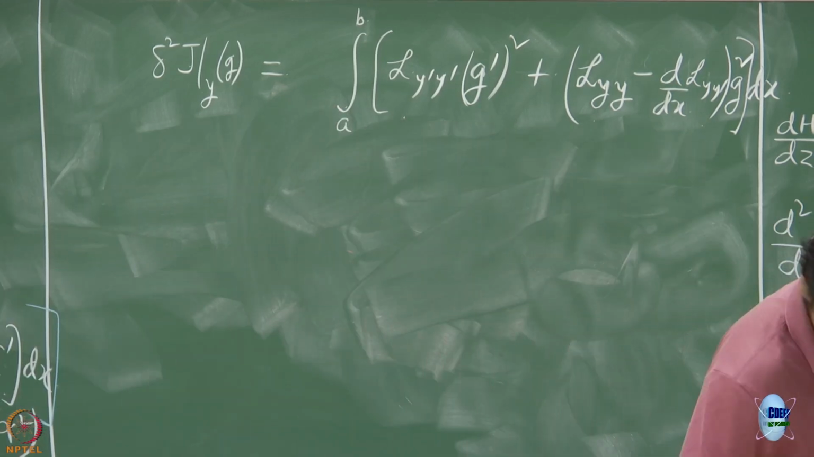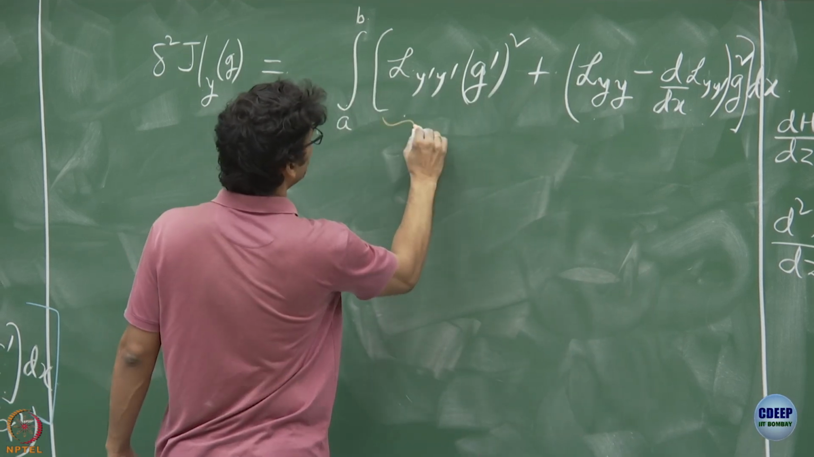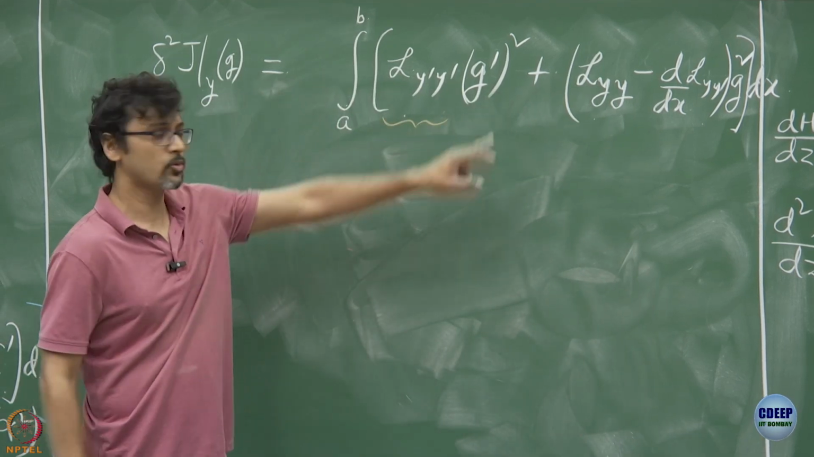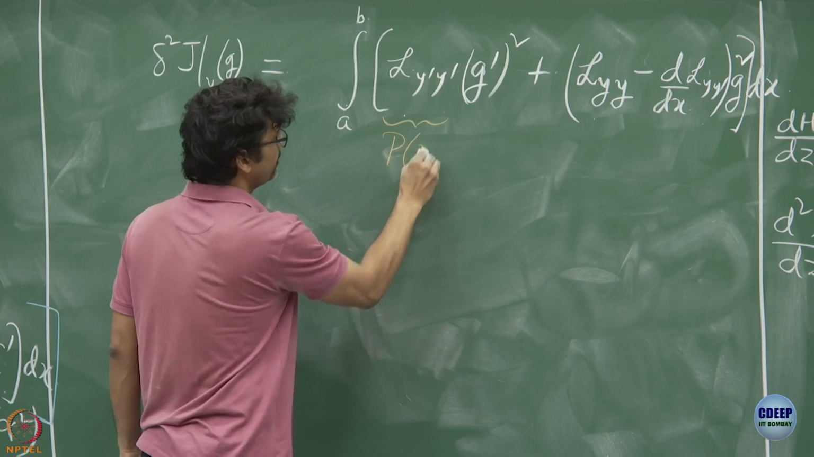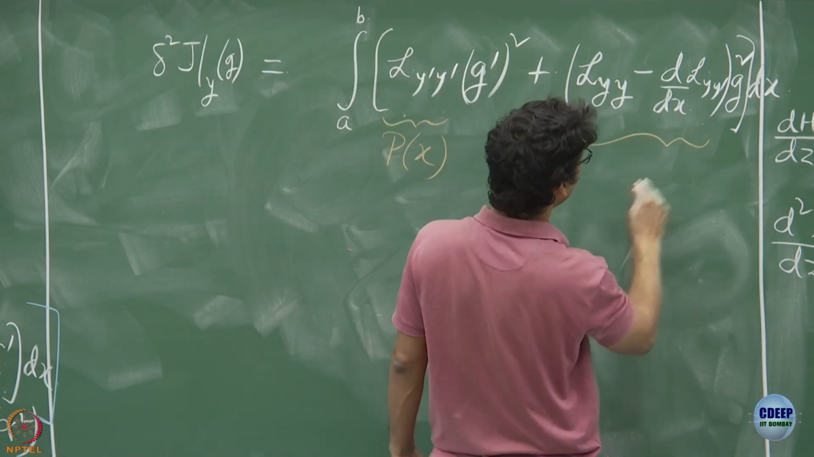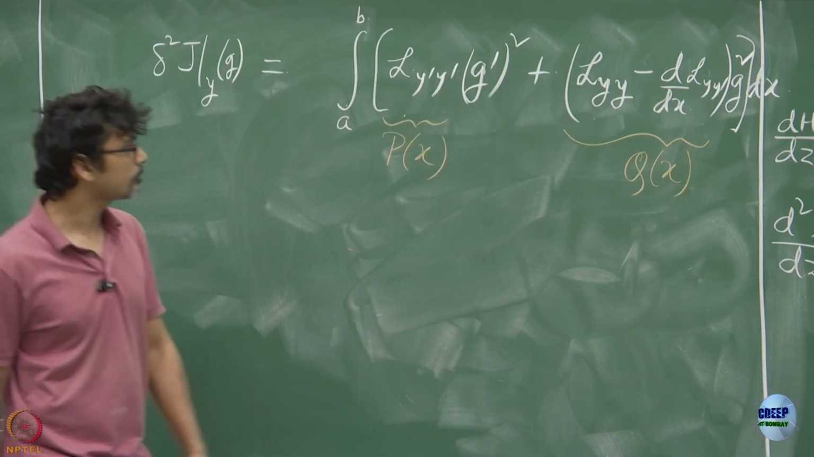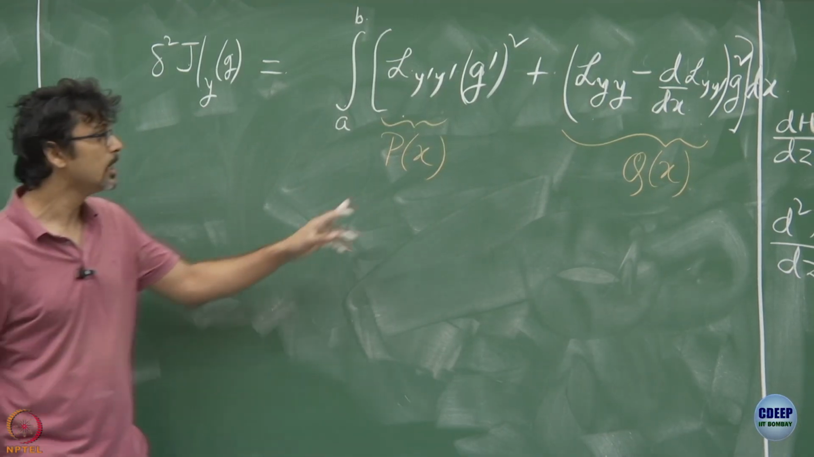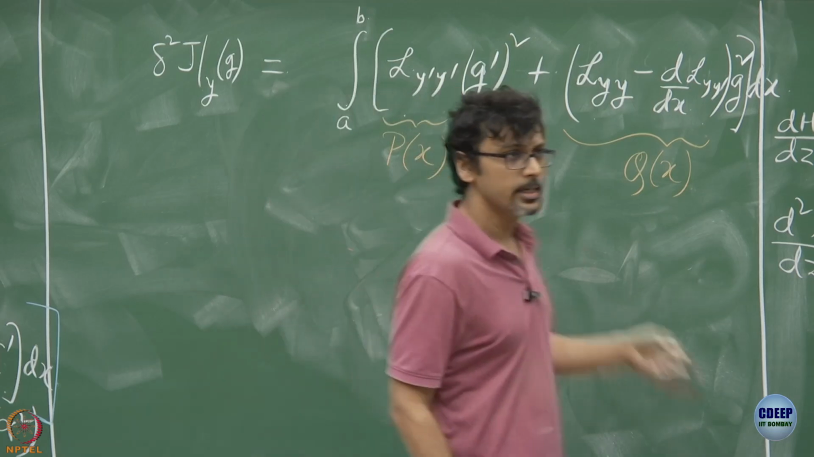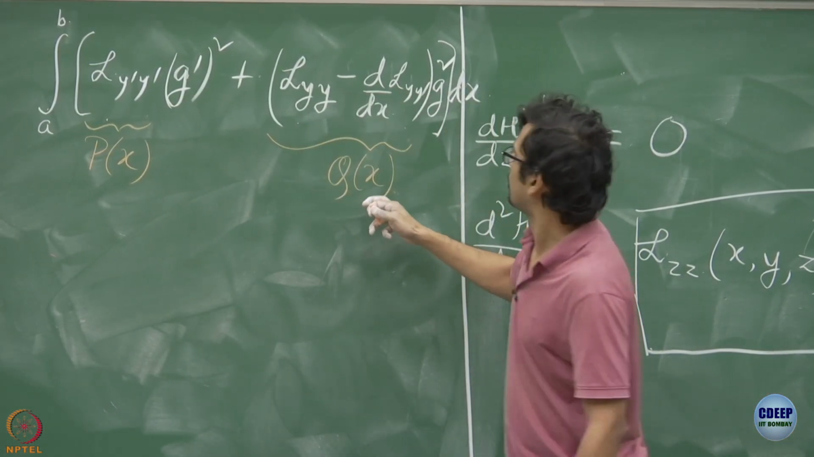Let us give them names so that this fellow, which is multiplying g prime squared, we call this p of x, and this fellow which is multiplying g squared, we call this q of x. Now because of the smoothness, you see p of x is continuous with respect to x. What about this?